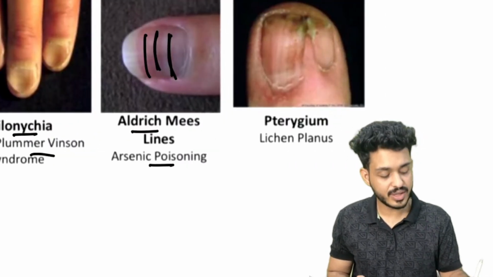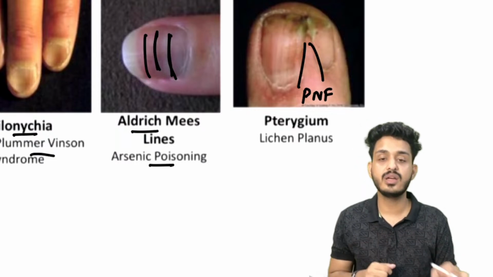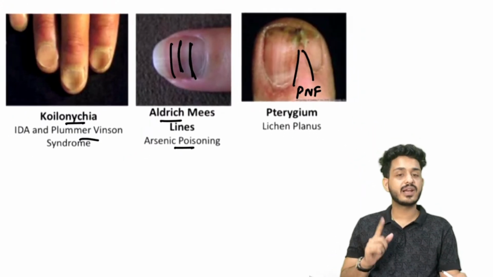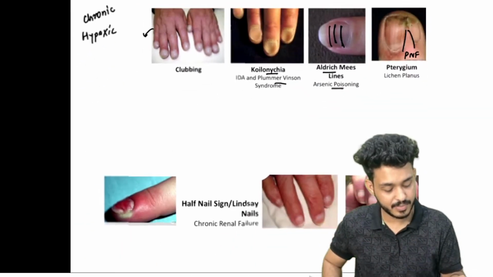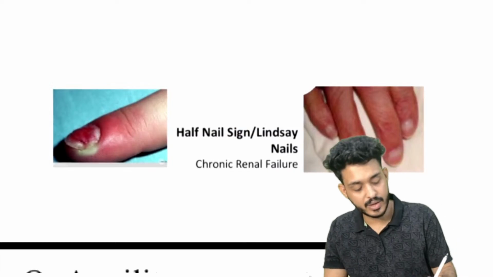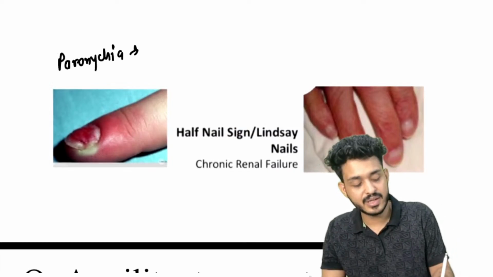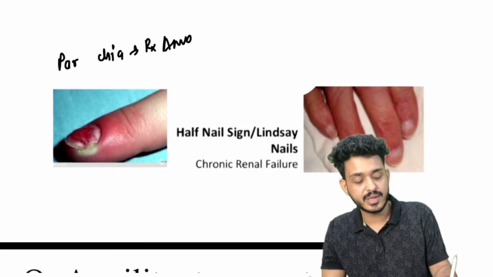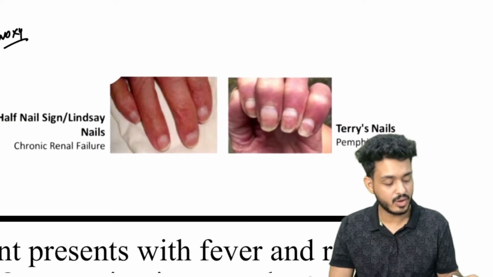Okay, this is your pterygium. When the proximal nail fold is dividing the nail into two parts, that is your pterygium, and a characteristic feature of lichen planus. Okay, this is your paronychia. Just now we have seen, and the treatment will be amoxy. We can give. Okay, these are your half nail sign or terry's nail.